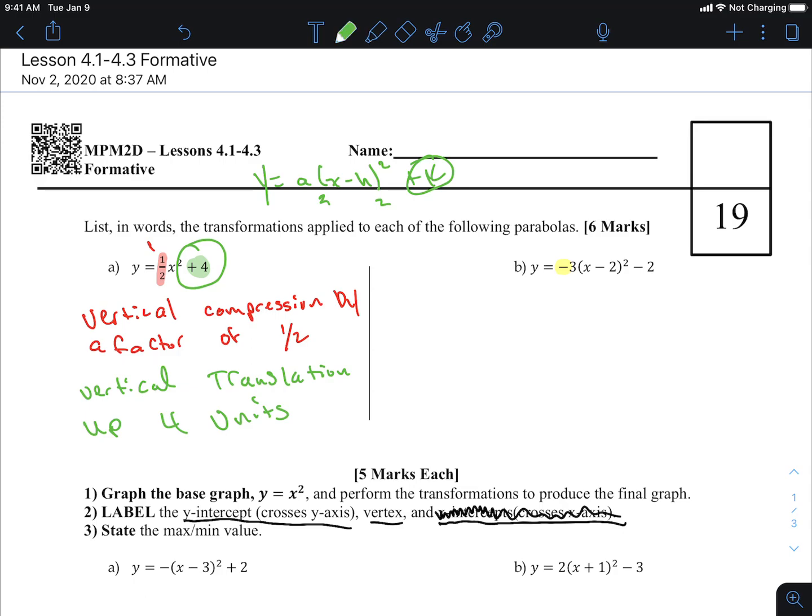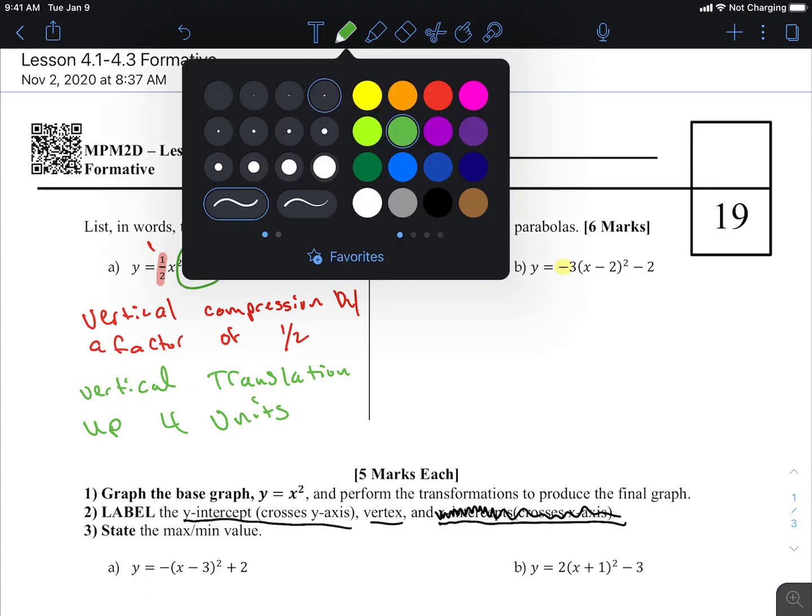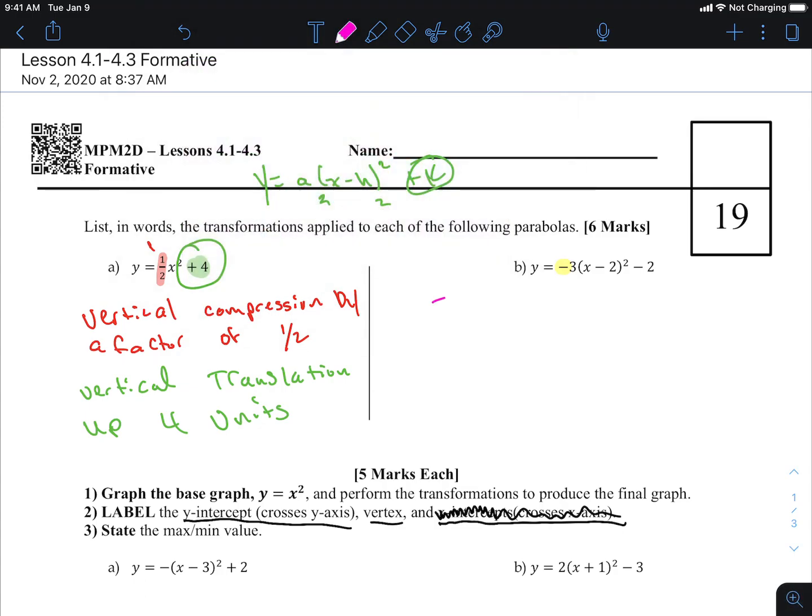What's there? The negative implies, I can't write in yellow because you guys won't be able to see it, a reflection in the x-axis, right? Then you go to the next thing. What's the next thing? Well, it's the 3. It's a number bigger than 1, so we're gonna vertically stretch.